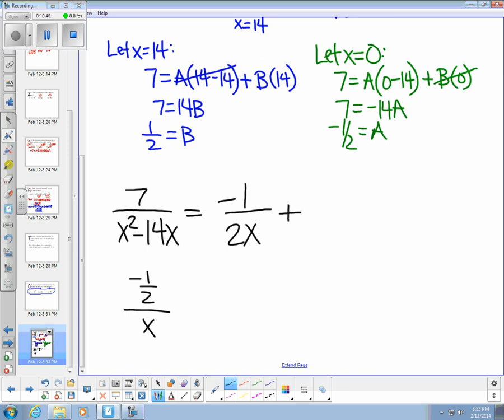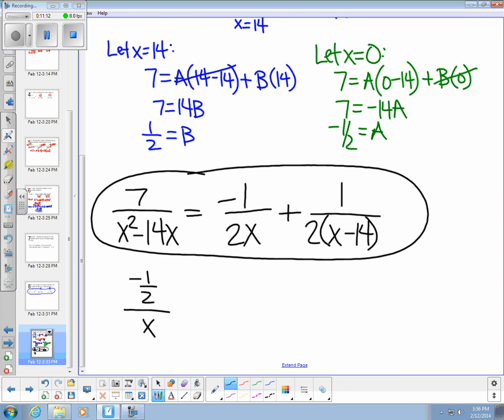Okay, plus the second fraction was b over x minus 14. And again, b was a fraction. It was 1/2. But I'm not going to write 1/2 over x minus 14. So the 2 is going to end up in the denominator. So I want to use parentheses because 2 times x minus 14 is different than 2x minus 14. So our partial fraction decomposition is this equation. Now if you want to check yourself, use your addition and add the two fractions that we just got together and see if it reduces to 7 over x squared minus 14x.